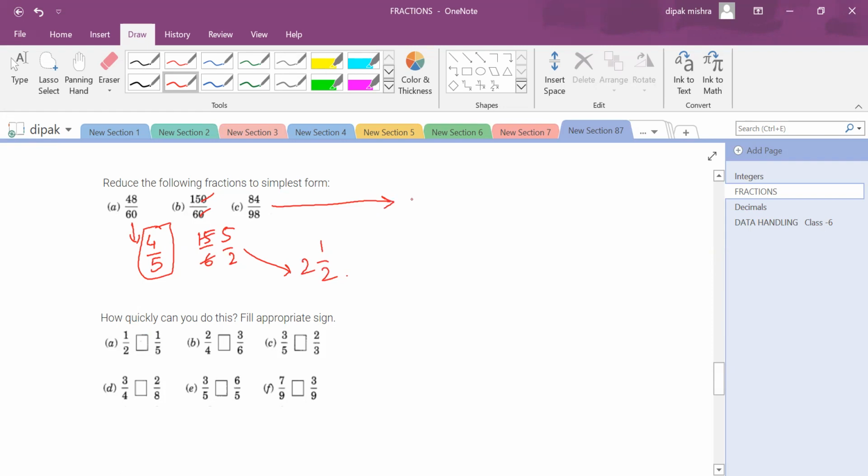Similarly, this one, see if you know the table of 14, it becomes very easy. 14 times 6, 14 times 7. So the value of this fraction is 6 over 7.